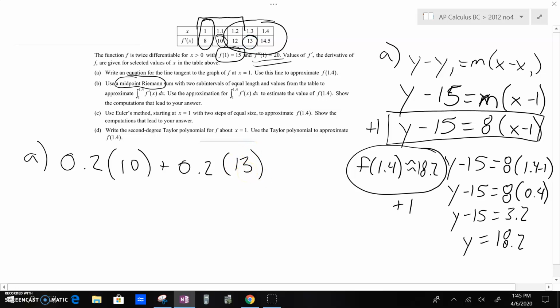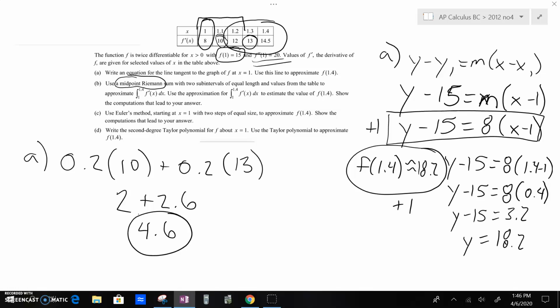So again, I'm using this to do an estimate for the integral. We don't actually know what the function is, so there's nothing more I can do than do an estimate. 0.2 times 10 is 2. 0.2 times 13 would be 2.6. And when I add those two things together, I'm going to get a 4.6. Right, and now I need to use that to find the value of f of 1.4.